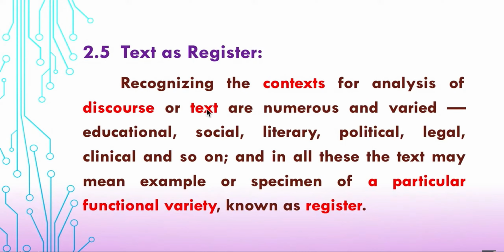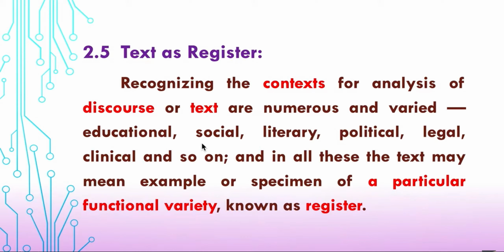So before we analyze any text, here discourse and text have more or less the same meaning. When you are going to analyze the text, the discourse, you must try to understand the context. Number one point. Number two point is that the text, when you are going to analyze, may work at various levels, what we call register. Sometimes you may have educational books, educational writings. Sometimes you may have social writings, literary writings, political writings, legal, clinical, and so on. So we have different areas of knowledge, and different areas of knowledge will have different types of ideas, different thoughts, and a different way of expressing the language also.